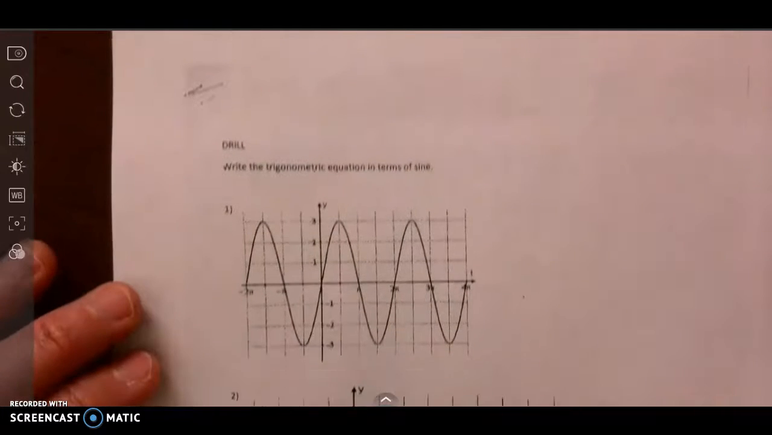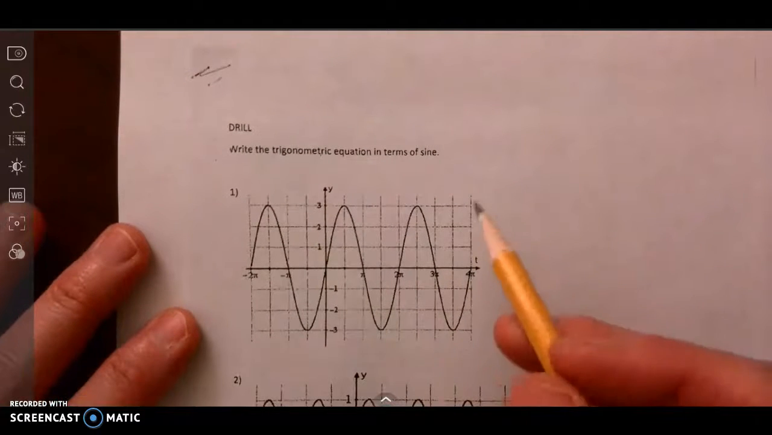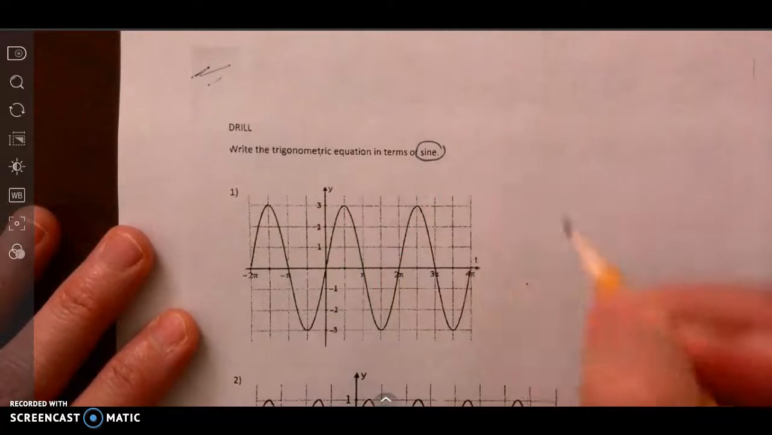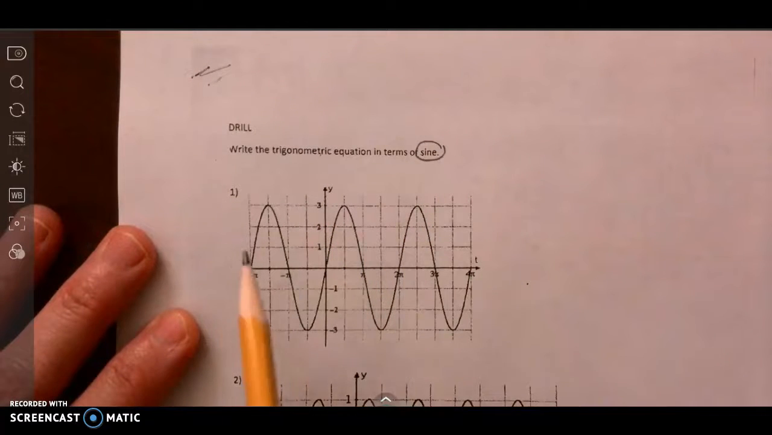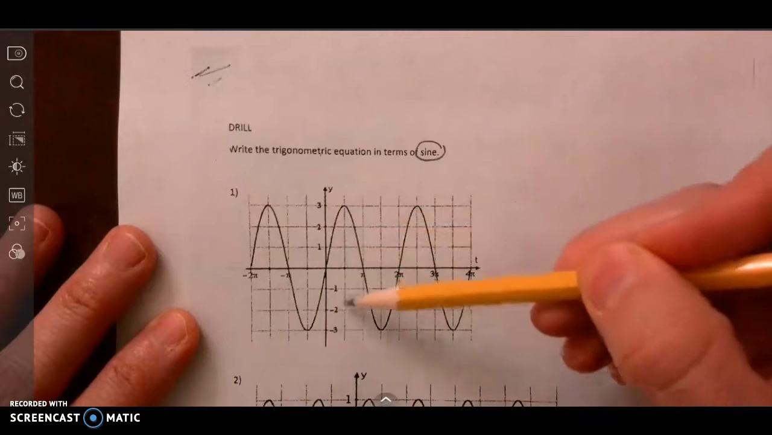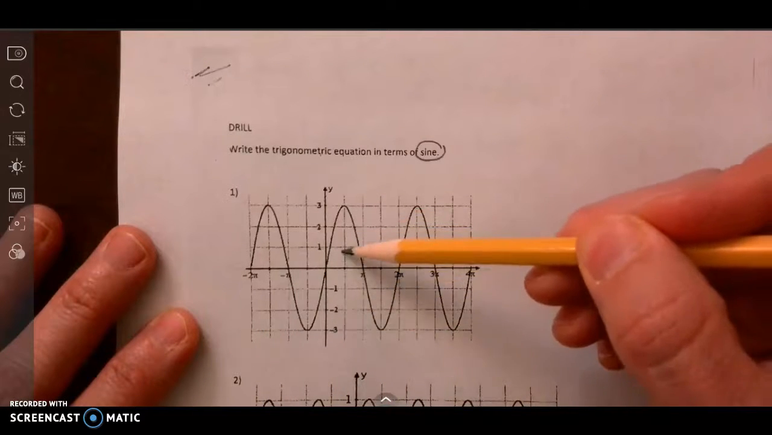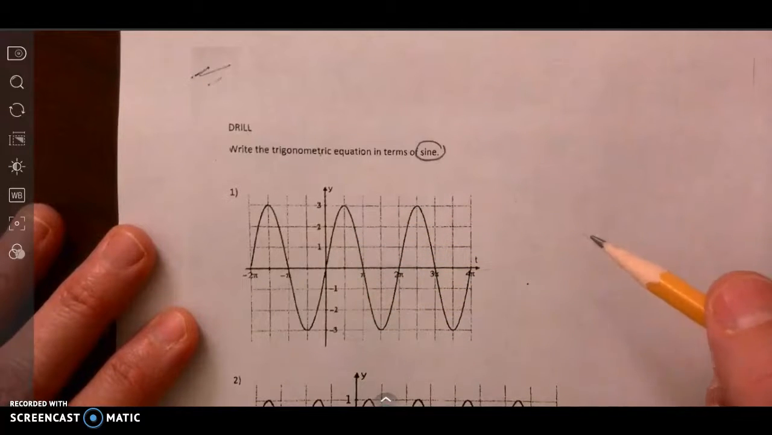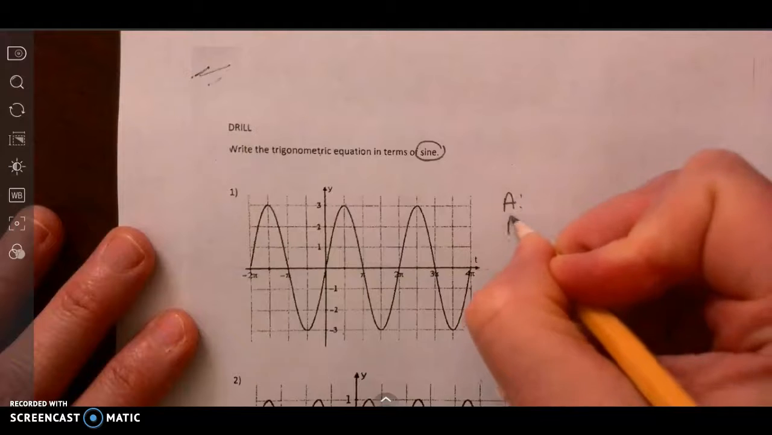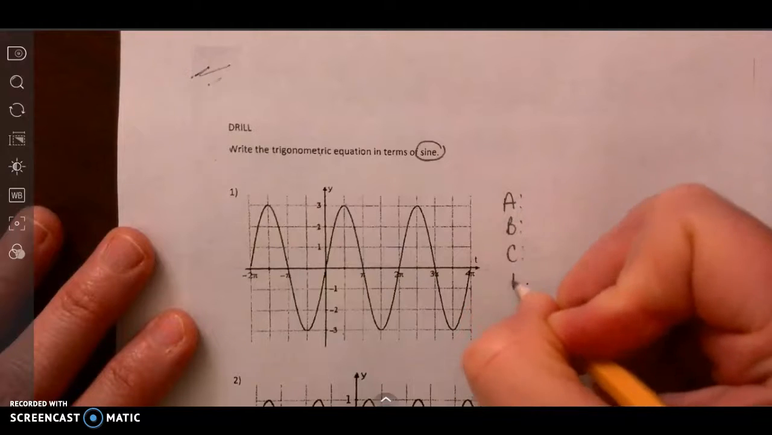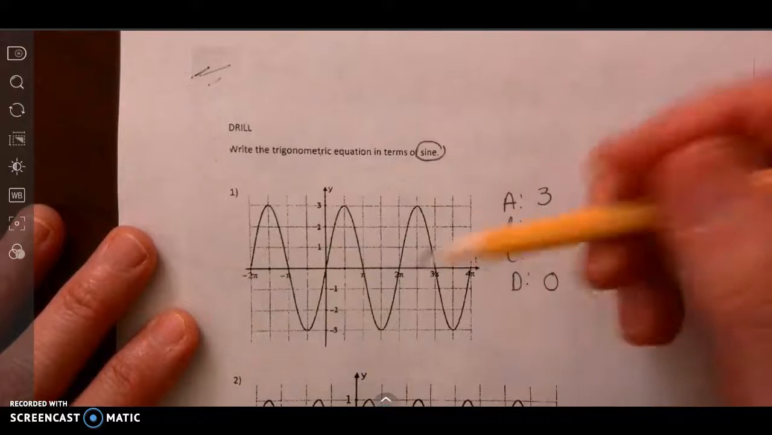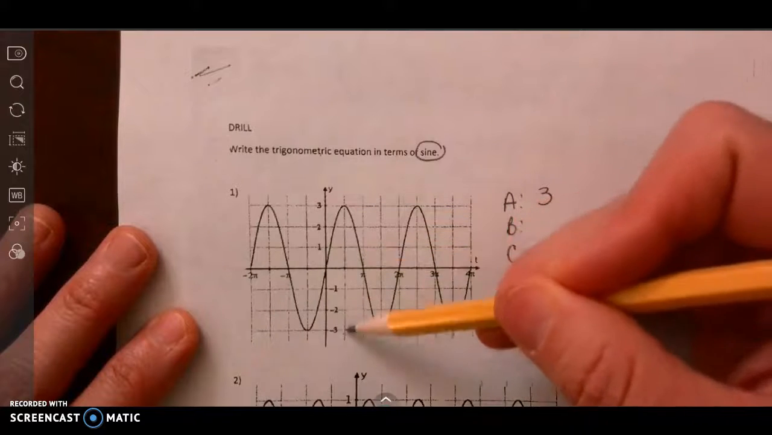So here's the drill for our review. It says write the equation in terms of sine. First thing I always do is make sure I have my axis and that it goes up and down the same number from the axis: 1, 2, 3, 1, 2, 3. It looks like the axis didn't move then. So I'm always going to do my A, B, C, and D values. The axis didn't move and the amplitude is 3 because I'm 3 up and 3 down.